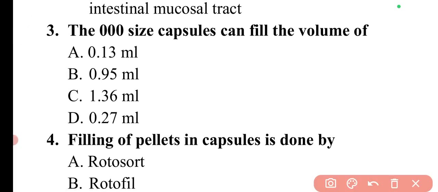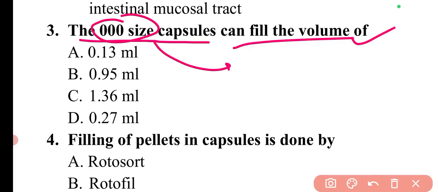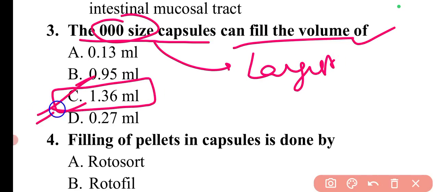Then next question is the 000 size capsule can fill the volume of. So there are different sizes of capsules, and the 000 size capsule is the largest capsule size, and it is having the volume of 1.36 ml. So here option C is correct.